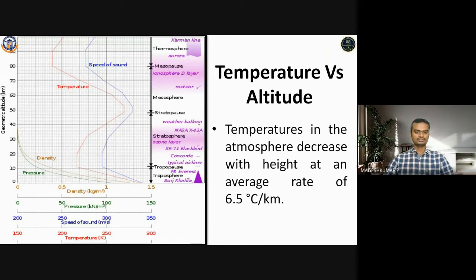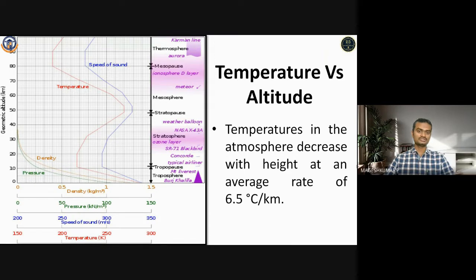To start with, the troposphere. Troposphere is the layer just above the Earth's surface, up to around 10 kilometers, maybe 20 kilometers height. Until that height, you can see the temperature is decreasing with the altitude. It is inversely proportional to the height, and it starts to increase again in the stratosphere. It is directly proportional to the altitude in the stratosphere, until the stratopause.